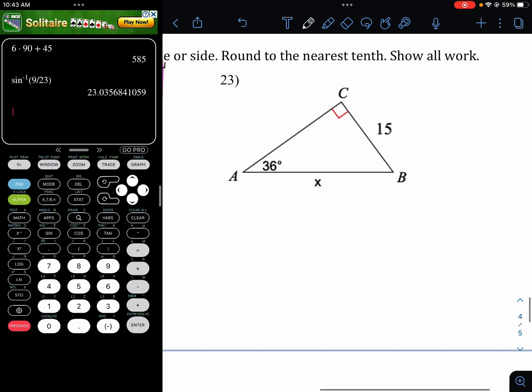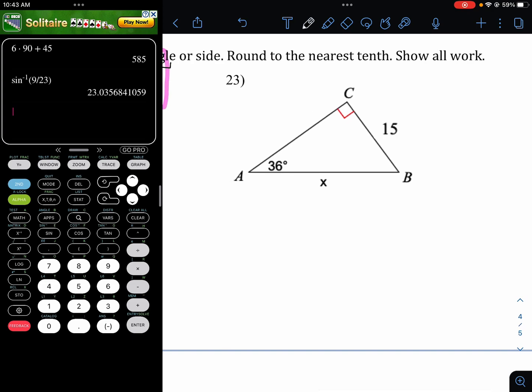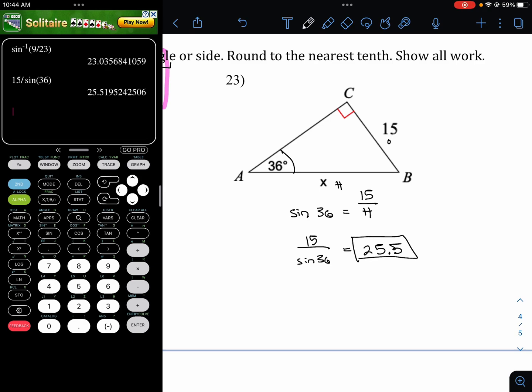If you're finding a missing side, you're going to do what we did with the cat. So looking at this here, we have the hypotenuse and we have the opposite. So we're going to do regular sine of 36 equals 15 over h. And 15 up top, so 15 divided by sine 36 is going to equal our hypotenuse. 15 divided by sine 36 is going to be about 25.5.